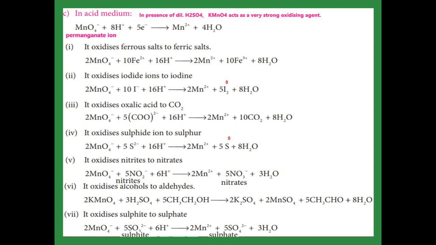The oxidation number is 0. So -1 to 0 means the oxidation number increases. So iodide ion is oxidized to iodine with the help of potassium permanganate. Then the third one, oxalic acid.